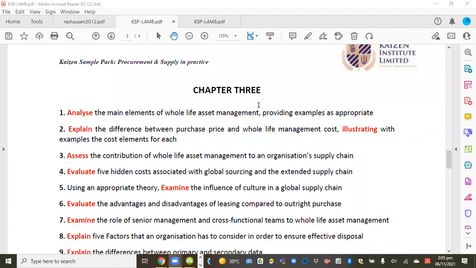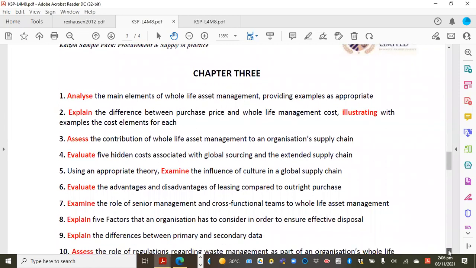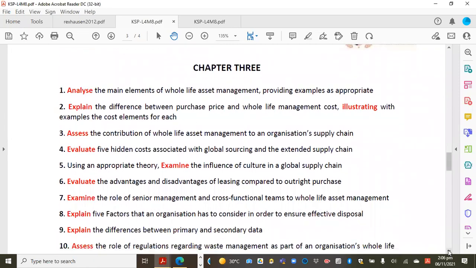Okay, chapter 3. Yes, the first question is, analyze the main elements of whole life asset management, providing examples as appropriate. You remember we answered a question like this in chapter 1, where we looked at the pre-acquisition stage or element of whole life asset management or whole life cycle costing.